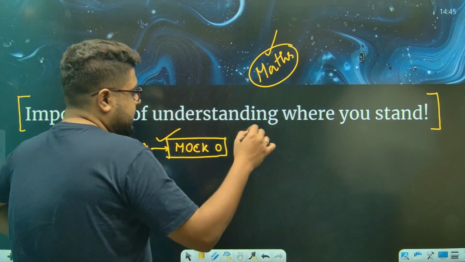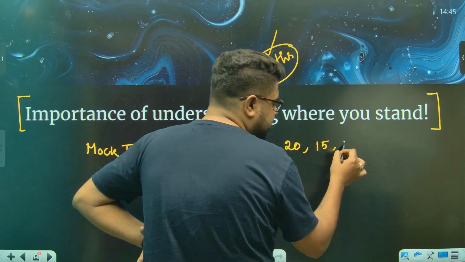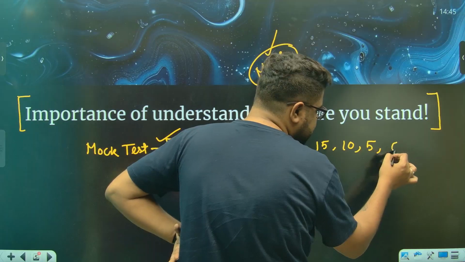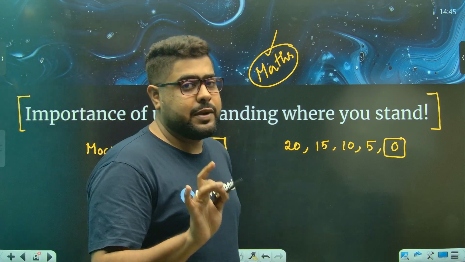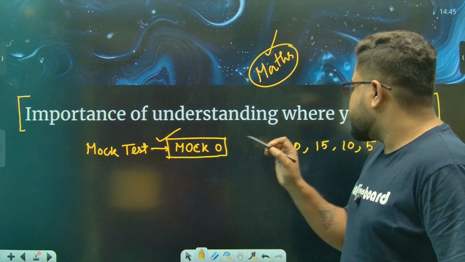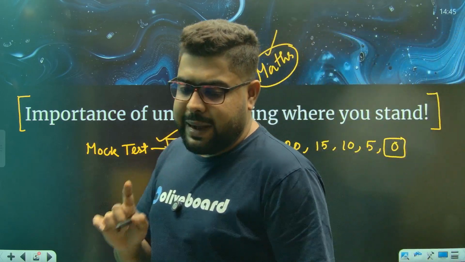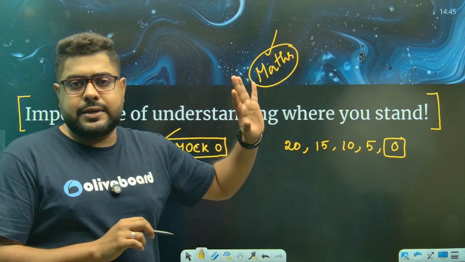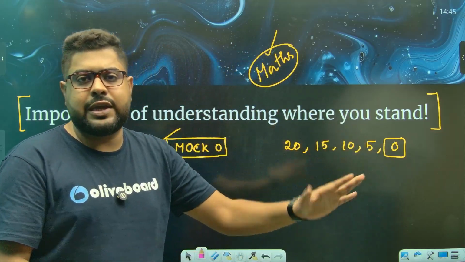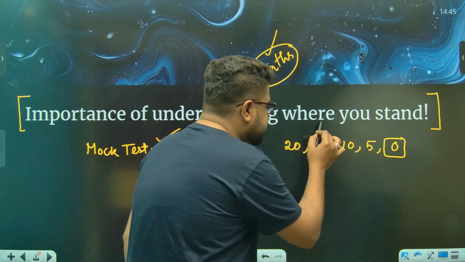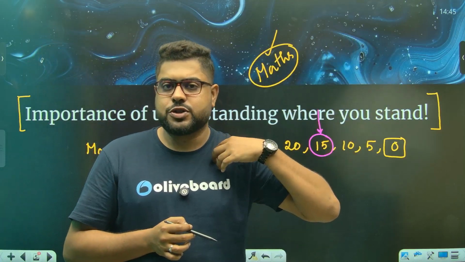Now, this number can be 20, this number can be 15, this number can be 10, this number can be 5, this number can be 0 as well. It doesn't matter, everyone. Please understand, how much you are scoring here doesn't matter. What matters is you get an idea that, okay, in terms of competition, I am currently standing over here. Say there is a student X who has scored 15. Let's say I am that student X.